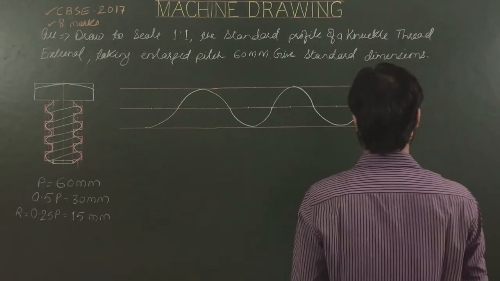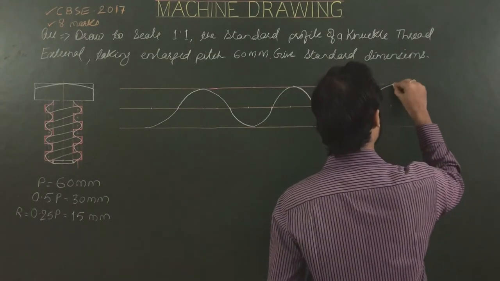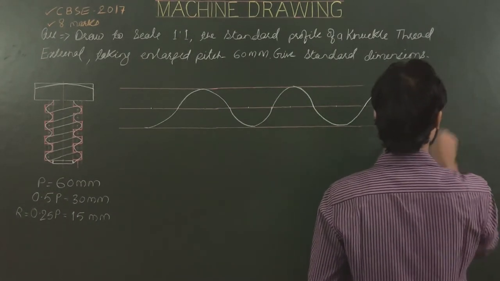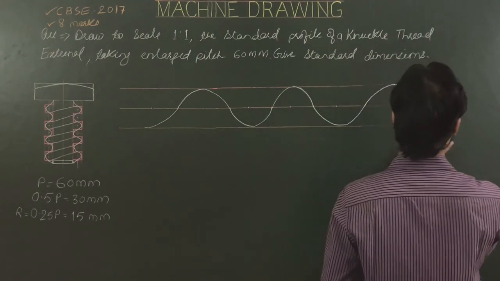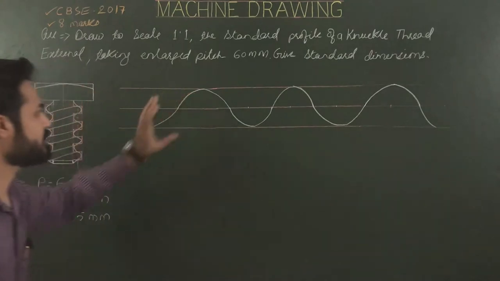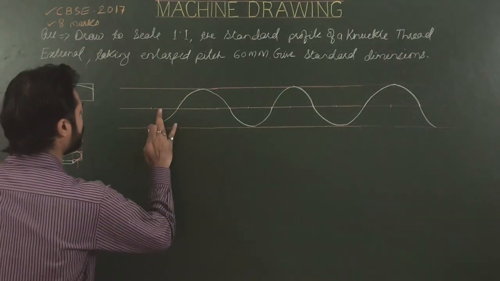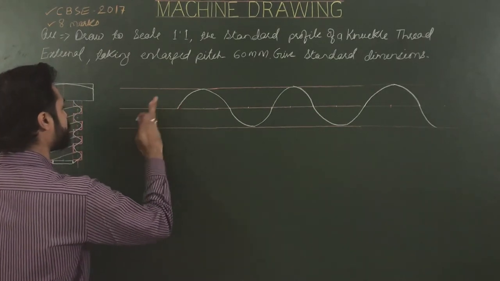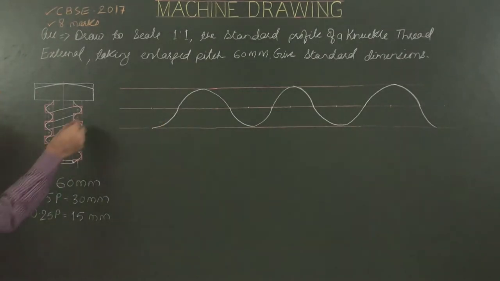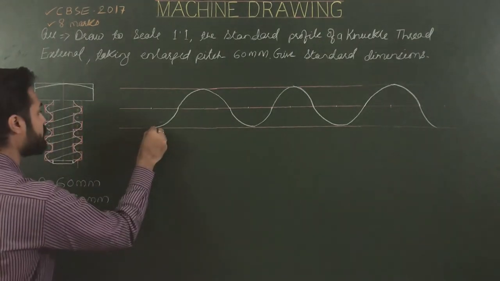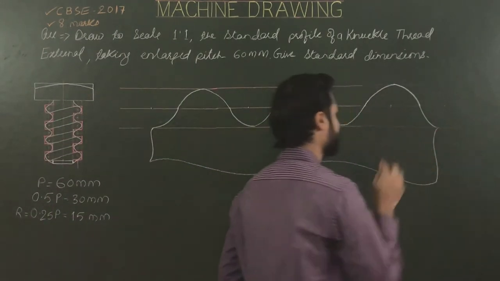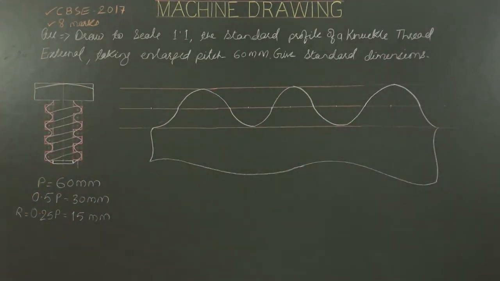So this is my next center. Again upper, and then from the next center, lower. So it's a combination of semicircles of radius 0.25 of p. Okay, this is correct. Now again we are focusing on this part, so using short break line, finish your work. So this is the profile of knuckle thread.